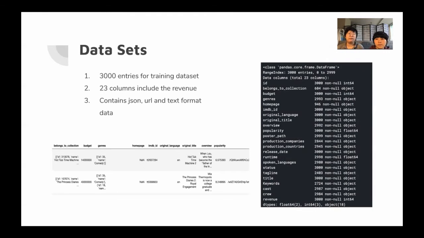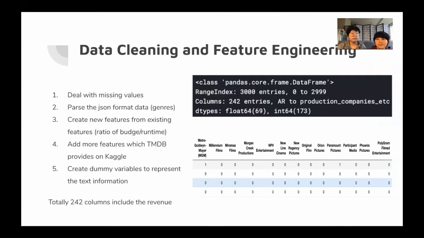The data set we have has 3,000 entries for the training set. Originally we have 23 columns, including the revenue as our target column. Among those 23 columns, we have some JSON text columns, some URLs, and also some categorical variables. For example, the budget is in int format, and the genres are in JSON format.